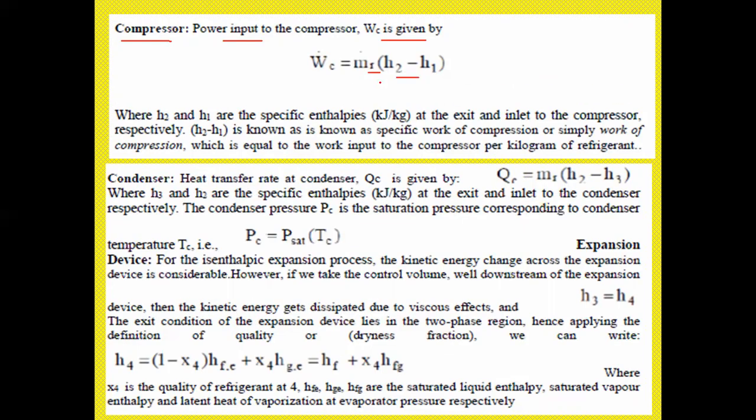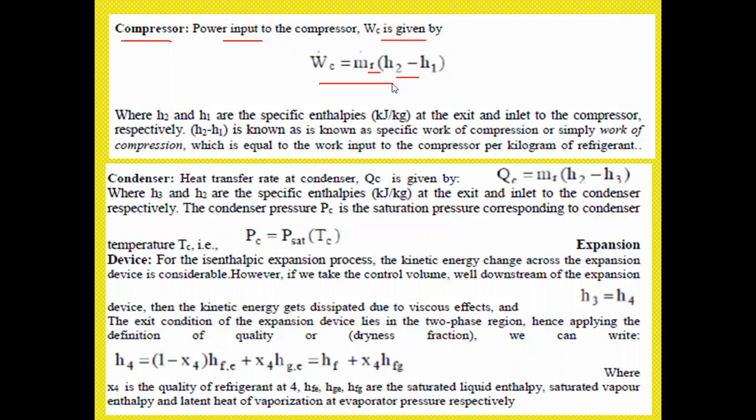Therefore, the work WC is equal to mass times H2 minus H1, where H2 and H1 are specific enthalpies at the exit and inlet of the compressor, and H2 minus H1 is known as specific work of compression, or simply work of compression.